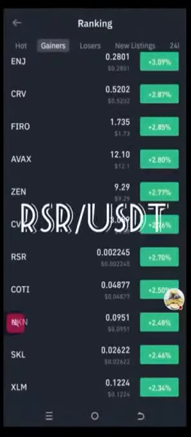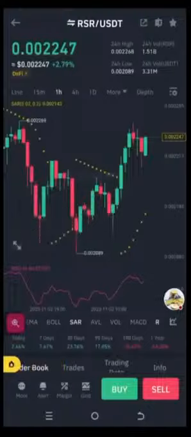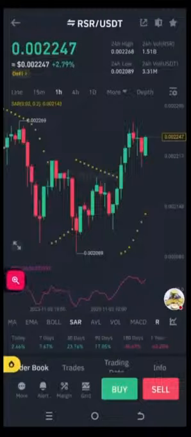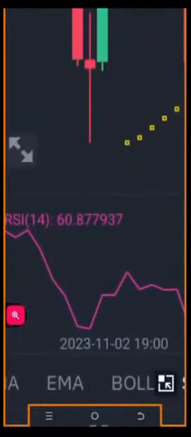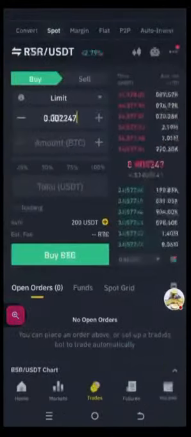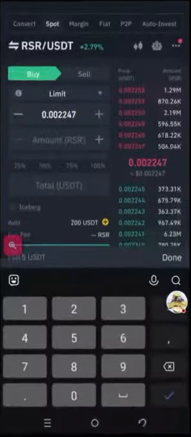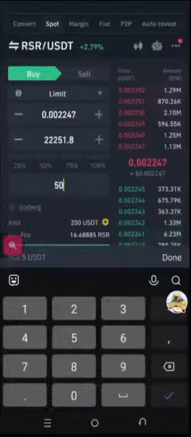Okay, RSR, let's see whether you're going to give us something. Oh yeah, I think I'm going to try this RSR. Let's check what the RSI is for RSR. I think it's 60, and it looks like it's in a pump. But let's go with RSR. All right, so we've got $200 here. Let's do this $50 and check it out.